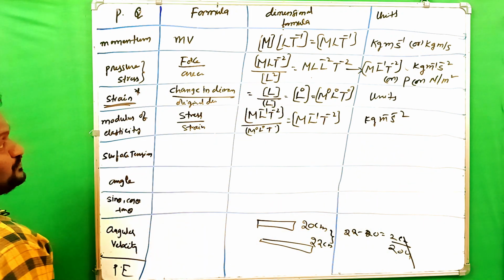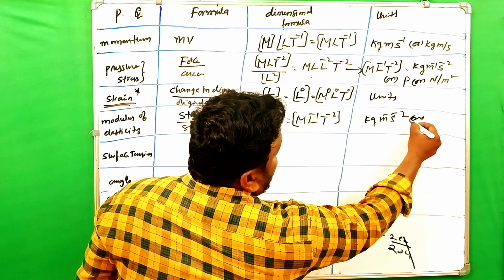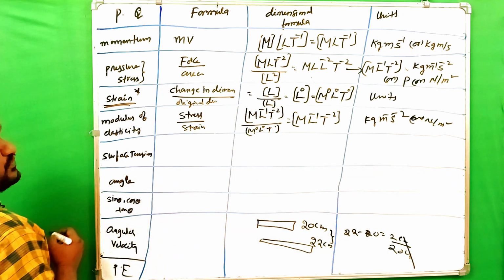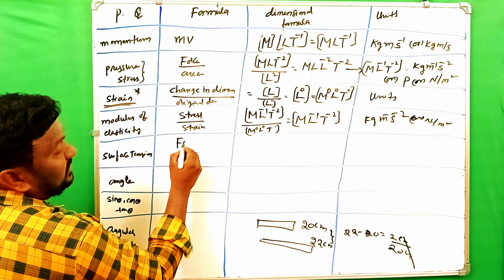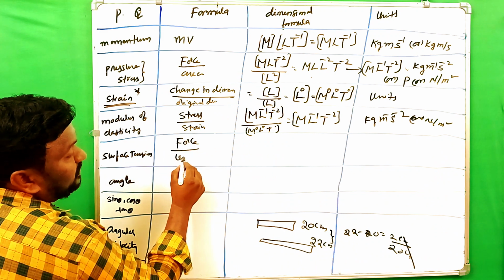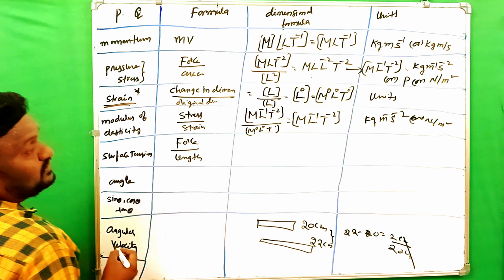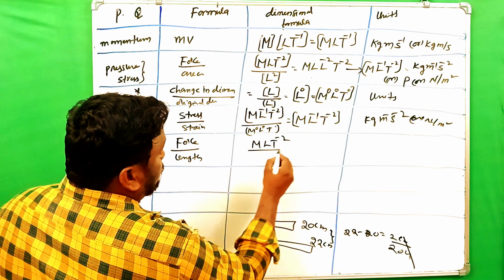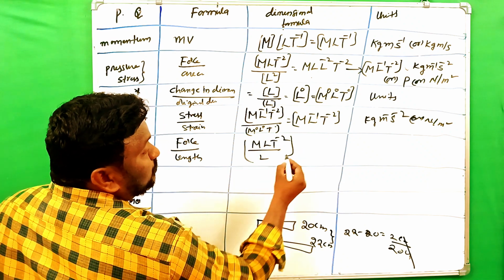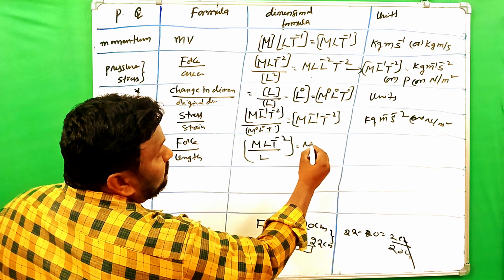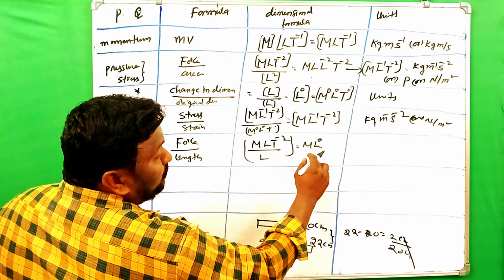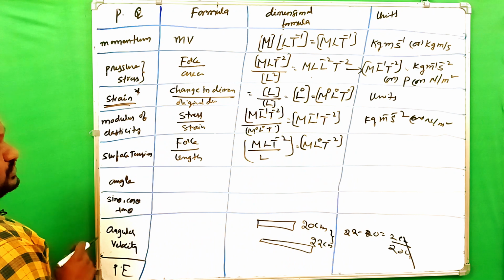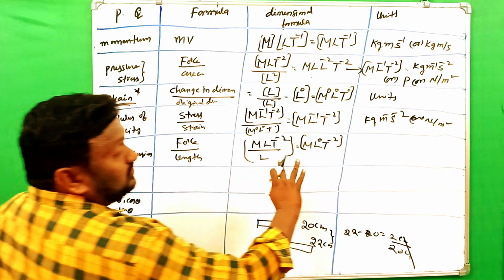And now here, Newton per meter square. Look here now. So next one is surface tension. Surface tension formula is force per length. Force dimension formula is what? M L T inverse 2 by L. So L cancels. What do you get? M to power of 1, L to power of 0, T inverse 2. Clear?